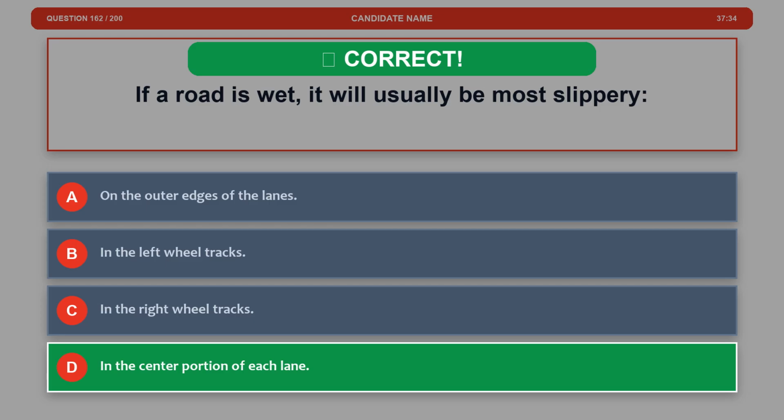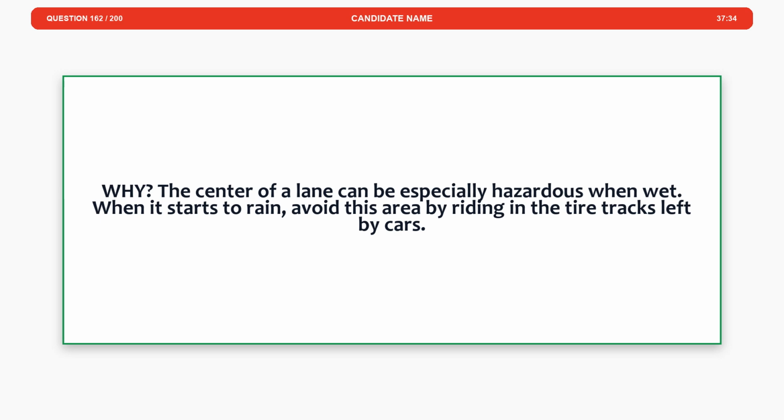The correct answer is option D, in the center portion of each lane. Explanation. The center of a lane can be especially hazardous when wet. When it starts to rain, avoid this area by riding in the tire tracks left by cars.